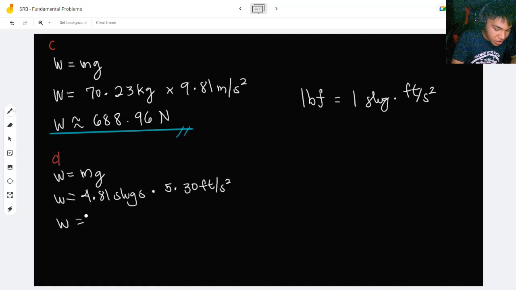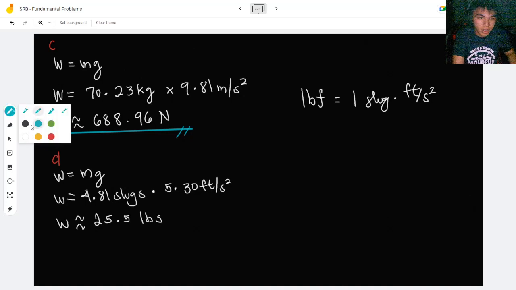And once you multiply that, you will have 25.493 pound force, but for the sake of it, I will round it off again to 25.5 pound force. Let's just put it in pounds.